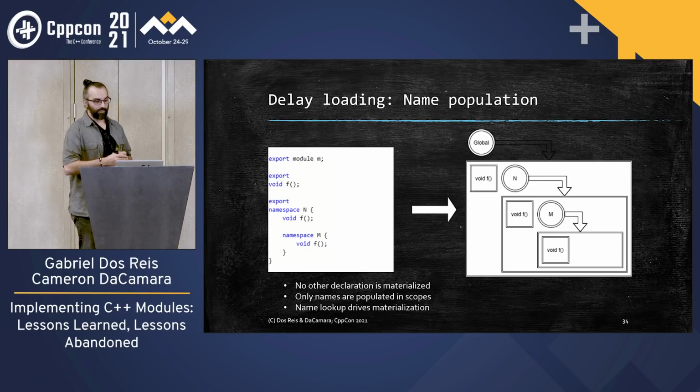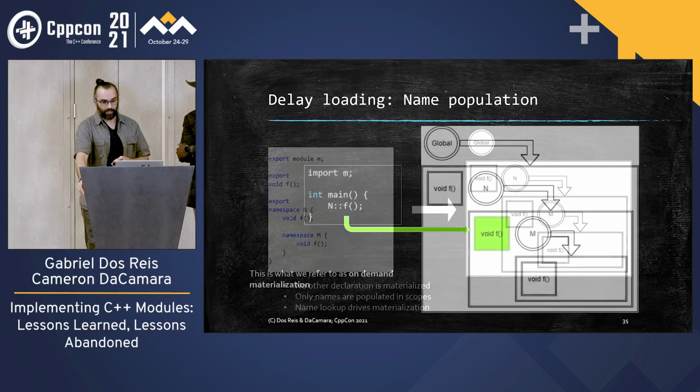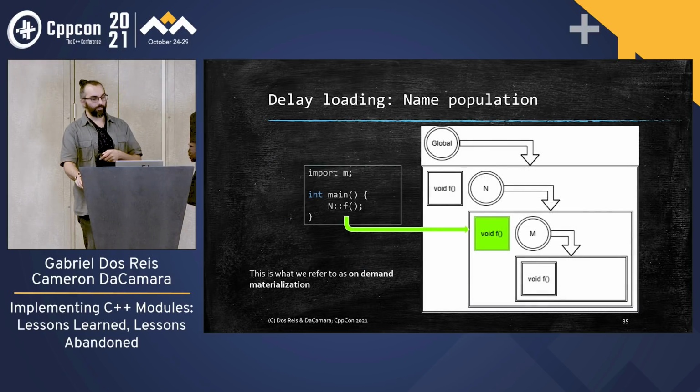So, name population. This module on the left-hand side has a couple of Fs in various scopes, and it translates to a graph on the right-hand side with these buckets. We have the global scope at the top, and inside that global scope we have void F, and we have a bucket named N, which is a namespace, and inside that bucket we have another void F, and so on and so forth. So like I said, name lookup drives materialization.